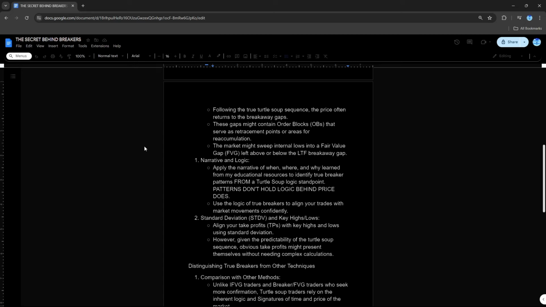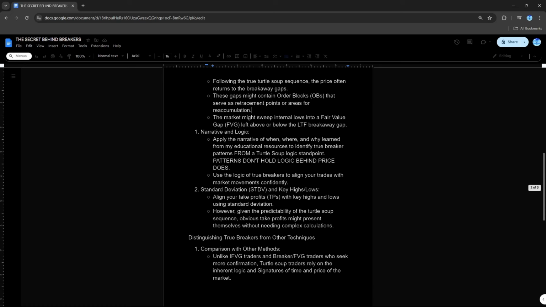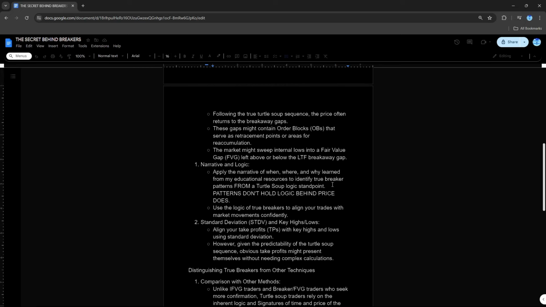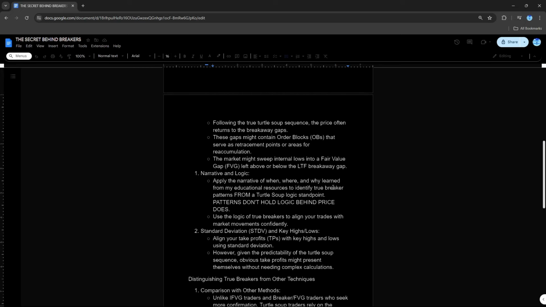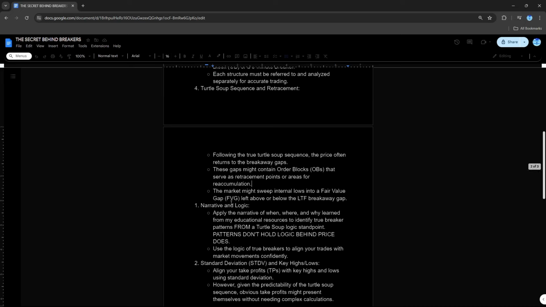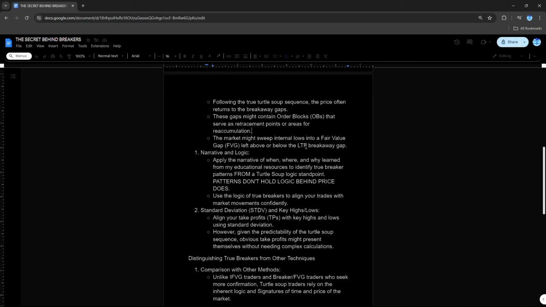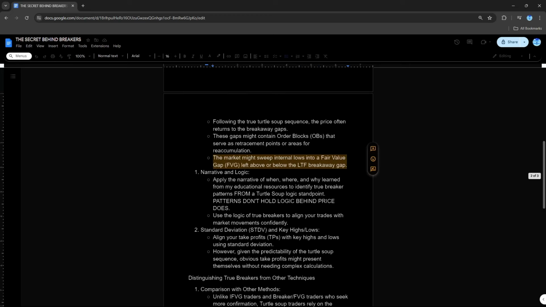And right after reaccumulating, we sweep lower, sweep internal lows, deliver higher, maybe reaccumulate a bit before we take out the high, right, but then continue to take the high. I don't know why the numbers reset from 4 back to 1, but we'll just go ahead and roll with it. Right, like we said, the market might sweep internal lows into a high time frame fair value gap, right, leaving that below and a low time frame breakaway gap.